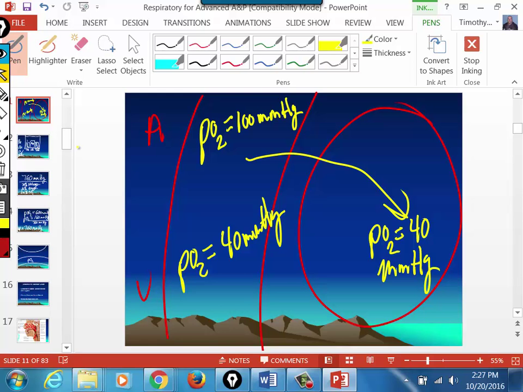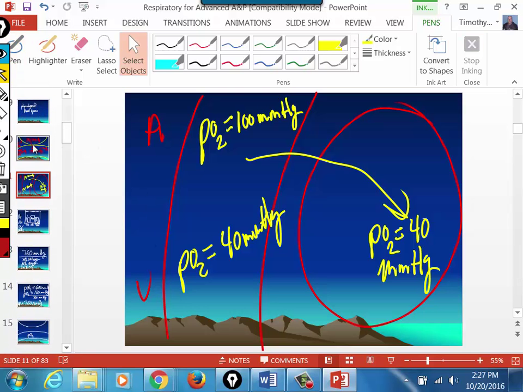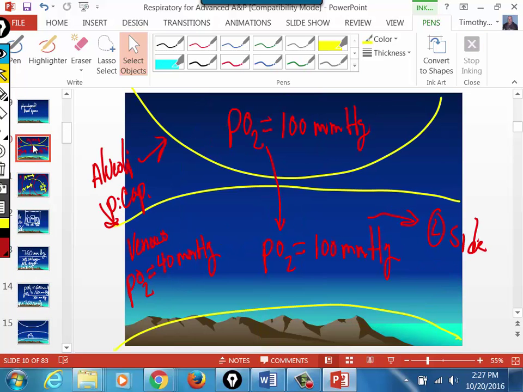So what happens to all the venous blood? All that venous blood now comes back to the right side of the heart. What was the PO2? It was 40. And what's the PO2 in the alveoli? 100. So that cycle continues.